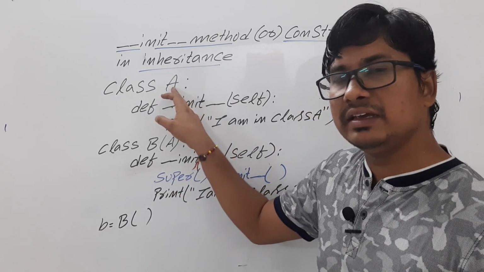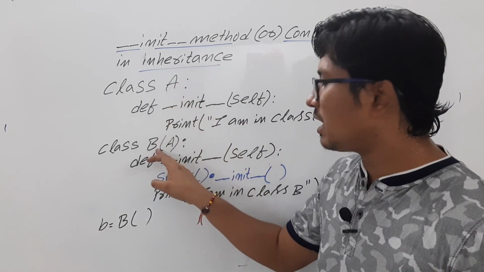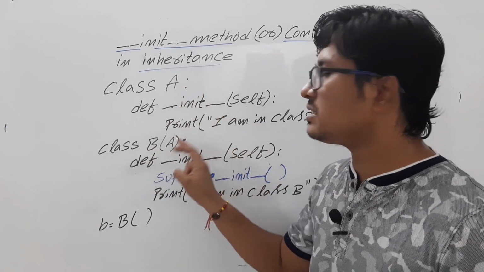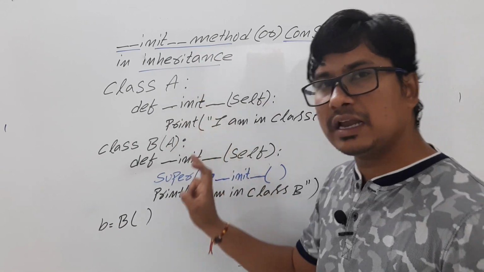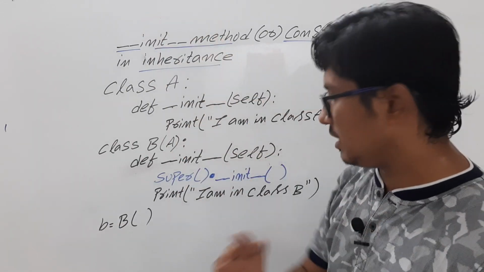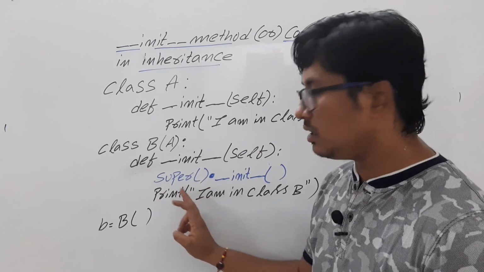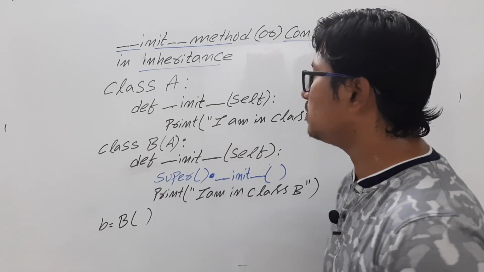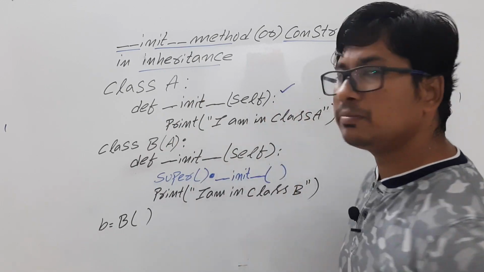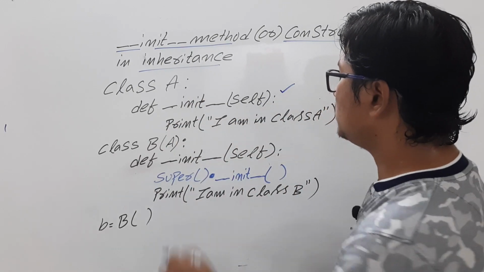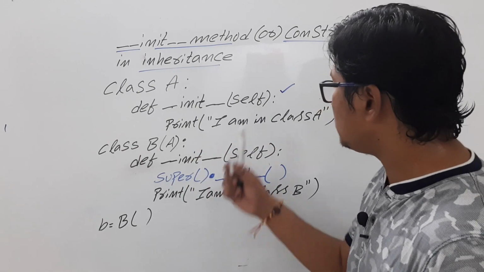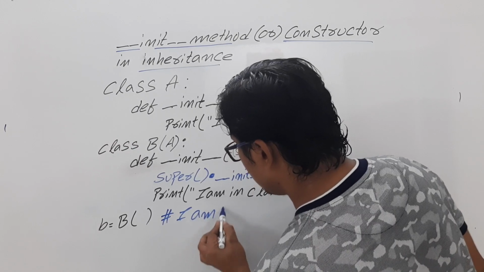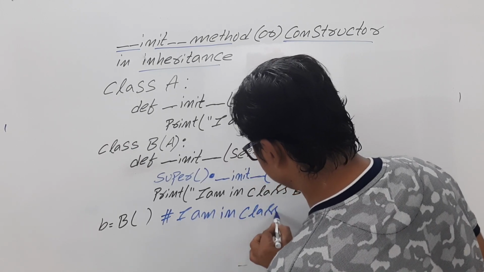Here class A is the parent class and class B is the child class, or you can use other terminology: super class and child class, or base class and derived class. So class A is the parent class. You are calling super, which calls the init method in the parent class. So this init method will be invoked. In this init method the statement is I am in class A, so that will be given as output.